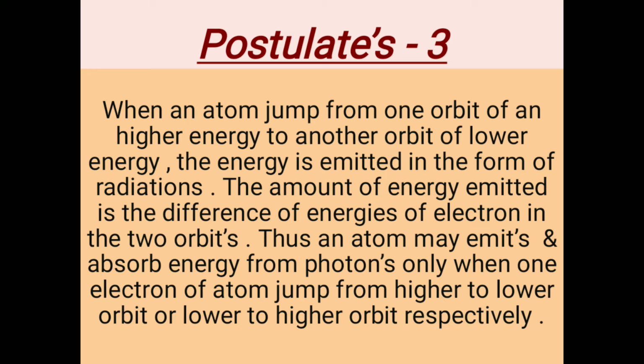When an atom jumps from one orbit of higher energy to another orbit of lower energy, the energy is emitted in the form of radiation. The amount of energy emitted is the difference of energies of the electron in the two orbits. Thus, an atom may emit or absorb energy in the form of photons only when an electron of the atom jumps from a higher to a lower orbit or from a lower to a higher orbit respectively.